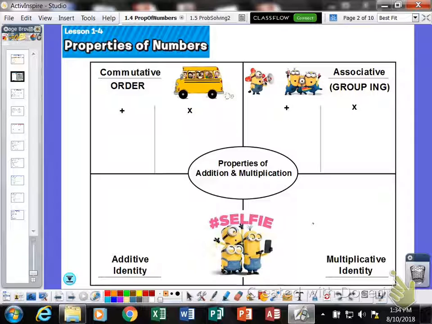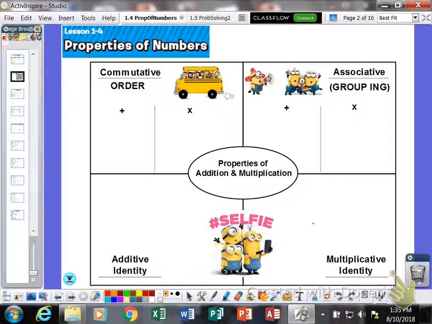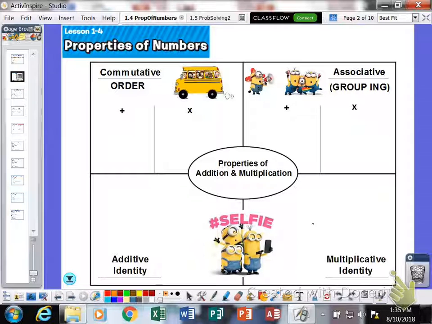The first one is the commutative property, which means order. Meaning the order doesn't matter. You add them, you subtract them, or you add them, you multiply them. It doesn't matter the order the numbers are in. You're still going to end up with the same answer.